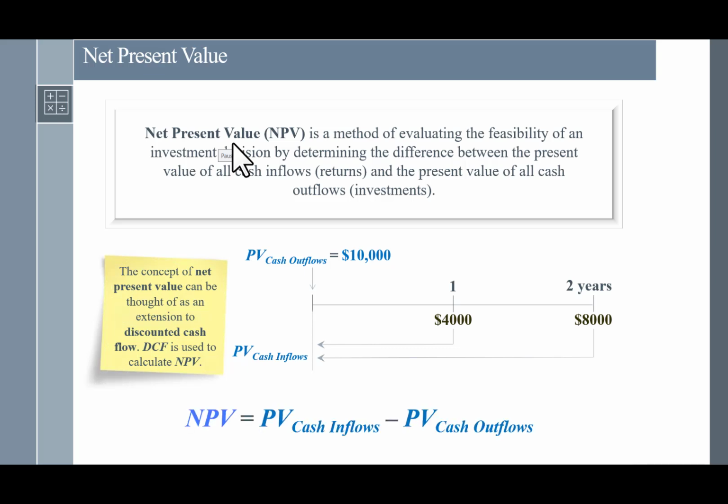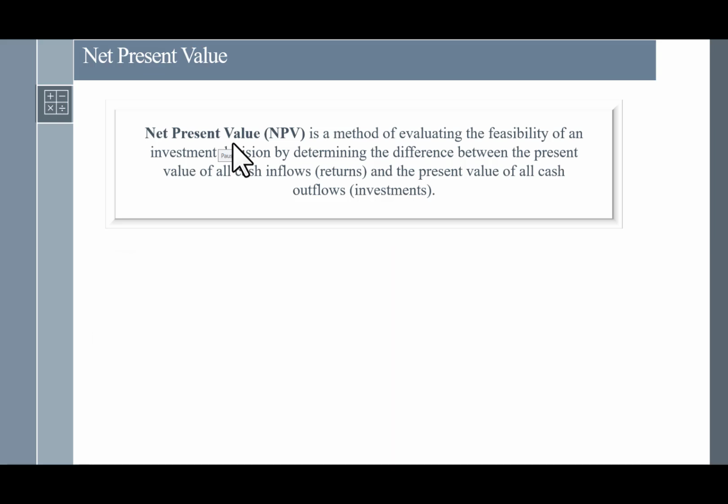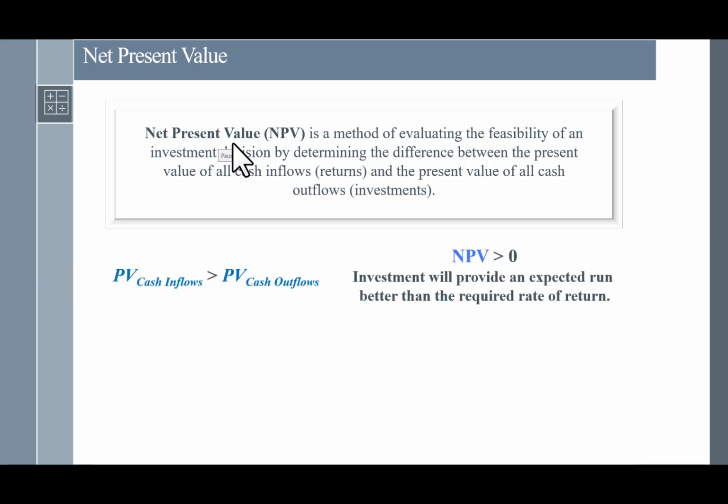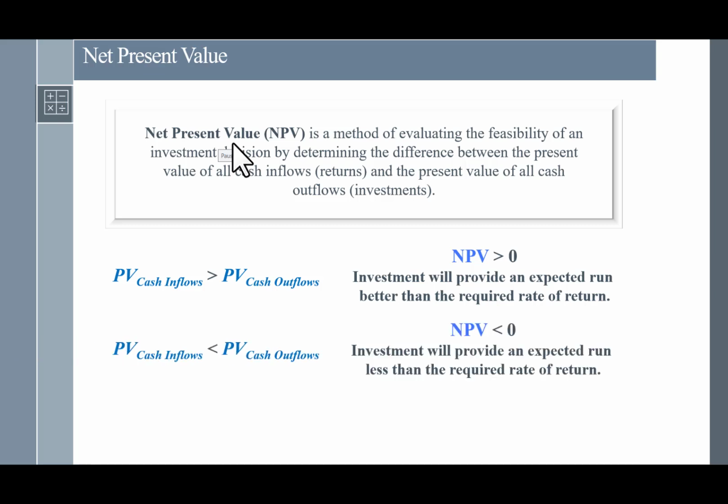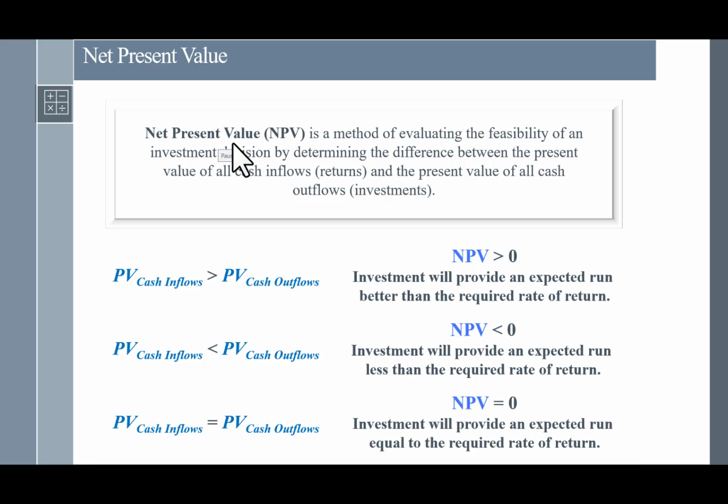And the decision is simple. If the net present value is positive, it's a good investment. Negative, it's a bad investment. 0, you're breaking even, you're not making any money. Okay, so positive, it's a good investment. Negative, not that good. 0, you have to look at other options. Probably the internal rate of return, the payback period, because the inflow and the outflow are the same.